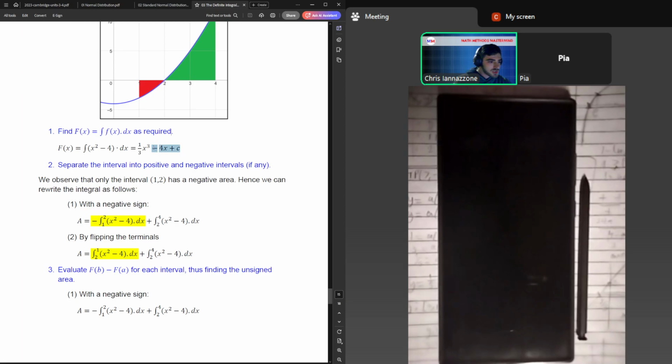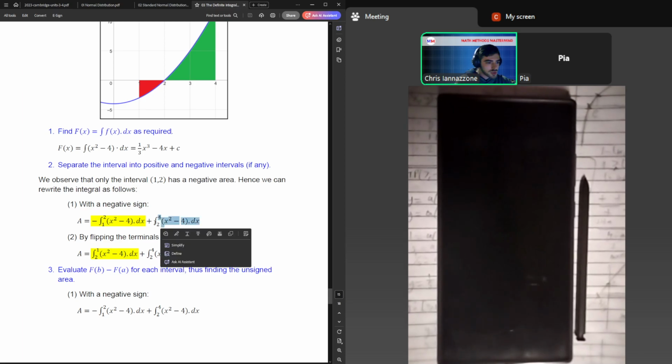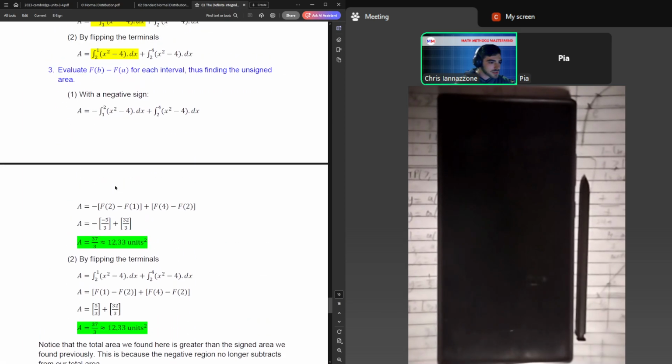And then from there, once you have that capital F of x, that antidiffed function, all you do is look at your terminals and sub in the top one and then subtract the bottom one. So if we're doing this definite integral here from 1 to 2, you do capital F of 2 minus capital F of 1. That's this bit here. Or if you're doing this bit, it's capital F of 4 minus capital F of 2. The top minus the bottom. Fair enough? Yep. Sweet. And then anything on the outside just stays on the outside. So it's a negative of this integral, the negative sign stays at the front.